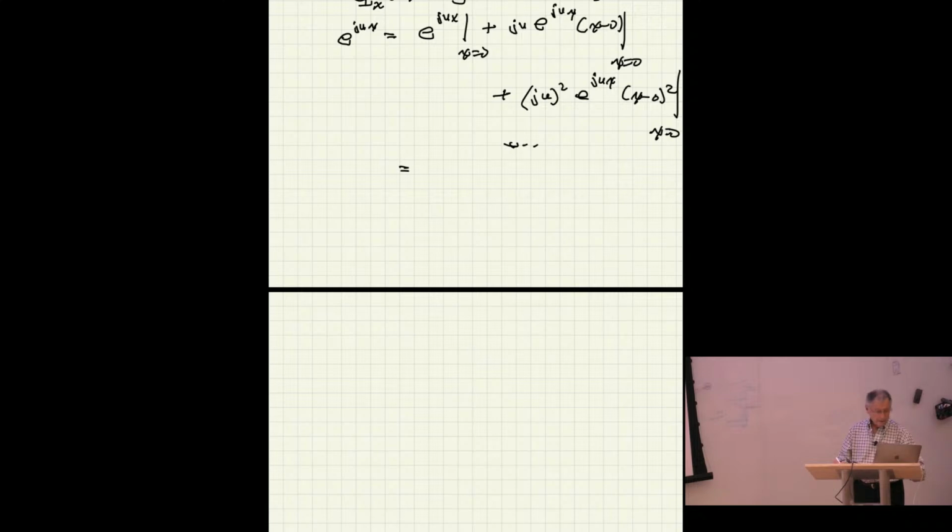What is this first function here? What's our first term? How much? 1, correct. So that's 1. Plus, this next term here is going to give me what? I'm going to get a ju when x goes to 0.